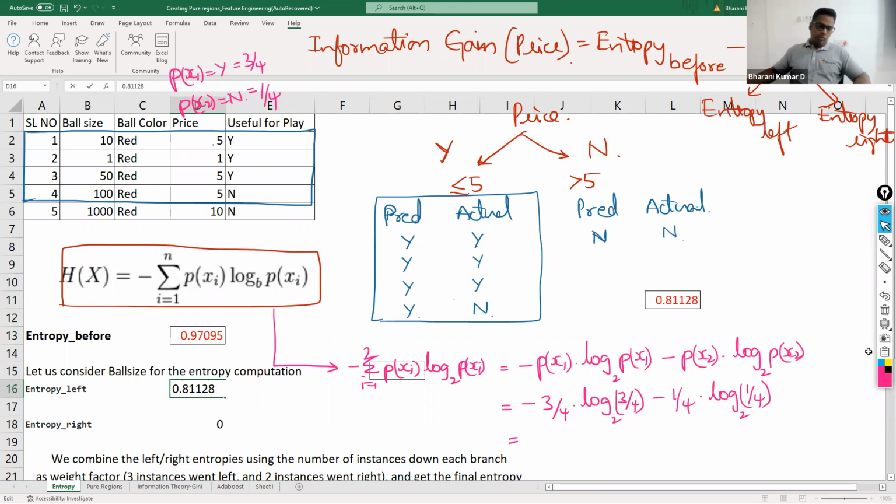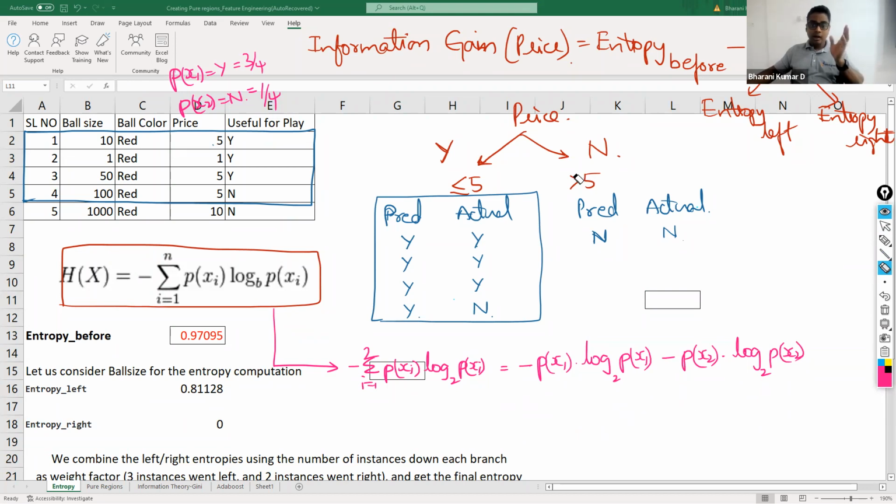Now let's calculate the entropy towards the right side. So the left side part is done. On the right side, it is only greater than 5. Greater than 5, how many do we have here? Greater than 5, you have only one entry because we are doing it for price. Price greater than 5, how many do you have? Only a single entry. So take this one.